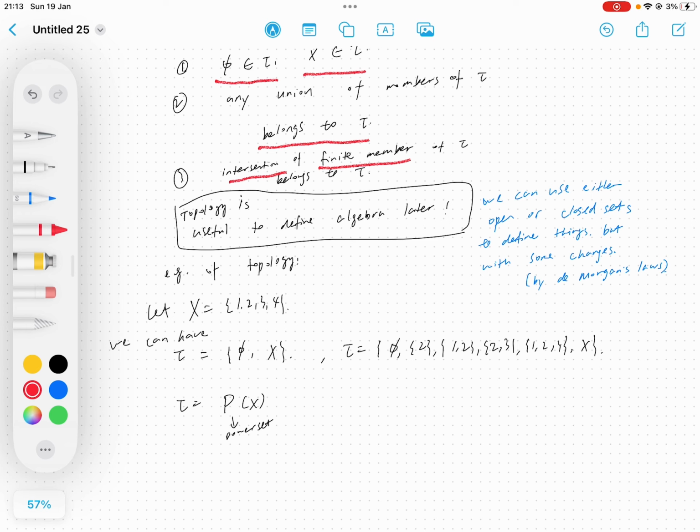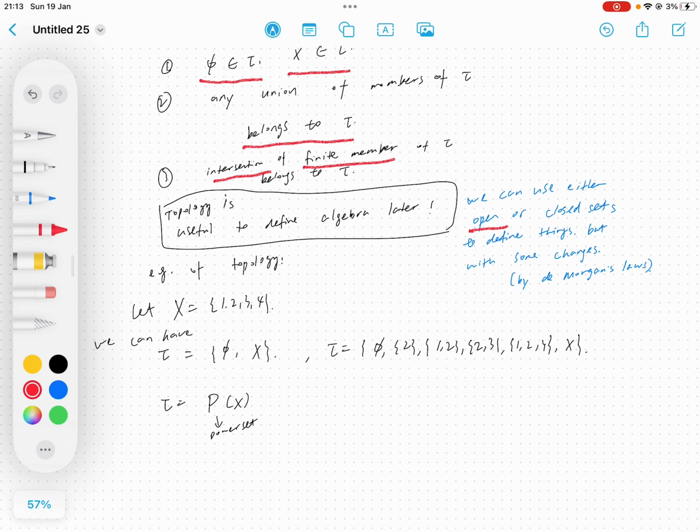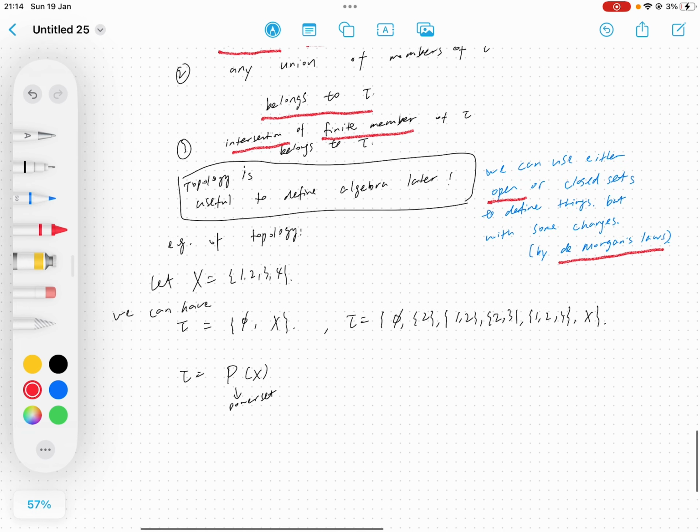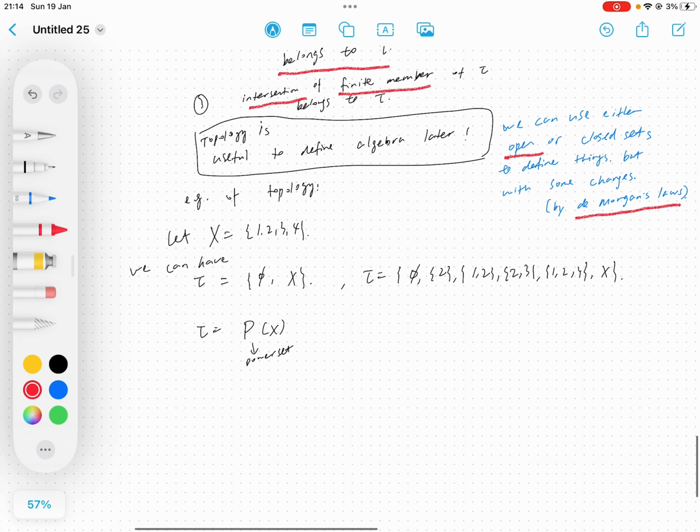Okay, and normally we use the open sets to define those things, but of course alternatively you can just use closed sets, which we'll define later. That'll be just the opposite of open, right? So you can always use closed sets to define things, and they're almost the same, but not quite. There are some minor differences when you are changing the definitions from open to closed. Okay, and that'll be from De Morgan's laws. That won't be difficult. You can check that by yourself.